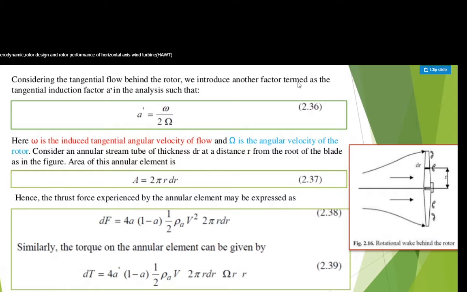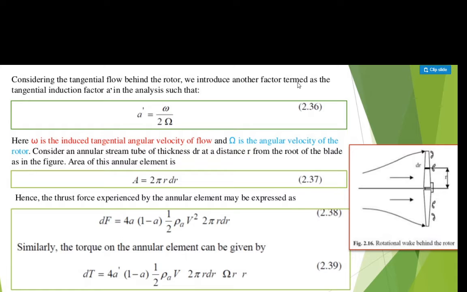Now, considering the tangential flow behind the rotor, we introduce another factor termed the tangential induction factor a dash in the analysis, such that the rotation wake behind the rotor, in the figure, we can see the direction, and r is the radius. Here, omega is the induced tangential angular velocity of flow and Omega is the angular velocity of the rotor. Consider an annular stream tube of thickness dr at a distance r from the rotor of the blade.